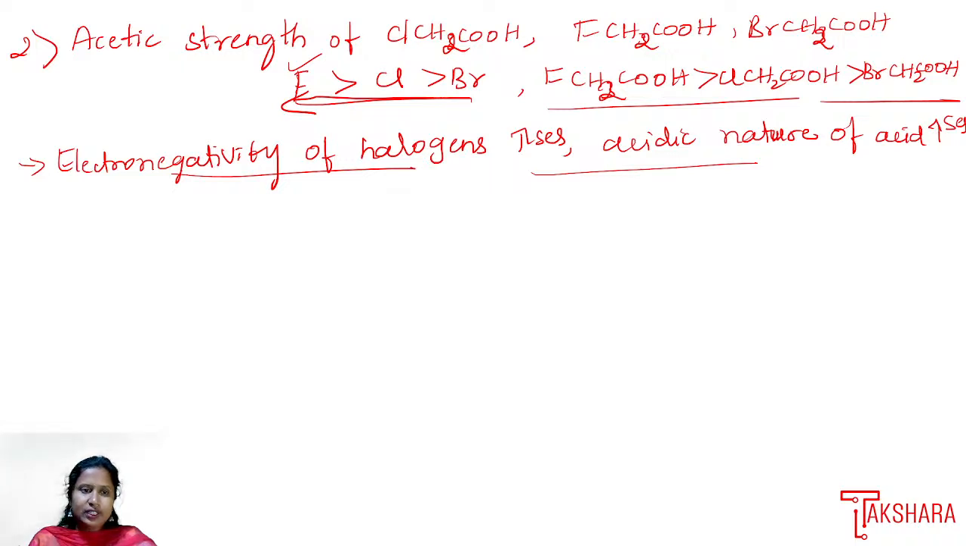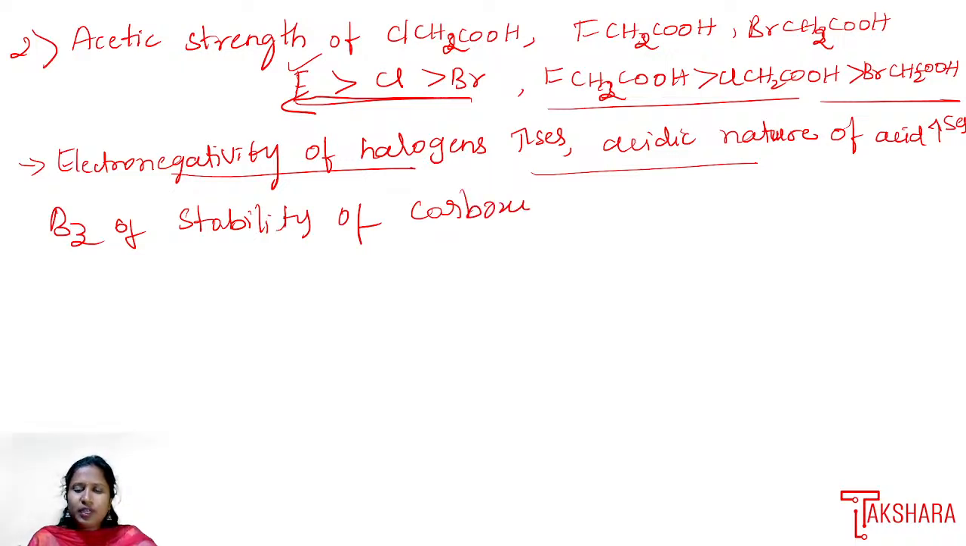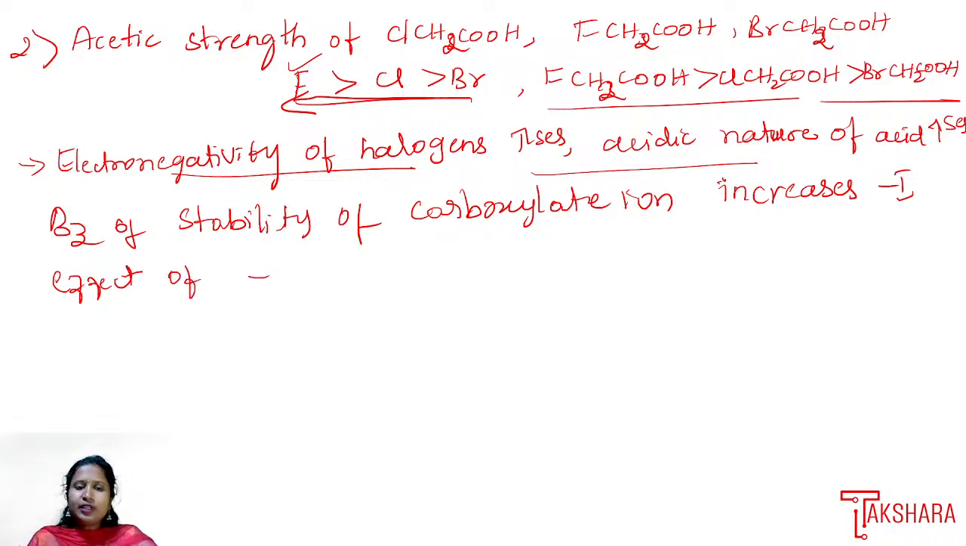So why? Because of the stability of the carboxylate ion. Because of the stability of what? Carboxylate ion, which increases the minus I effect. So the minus inductive effect of electronegative elements increases.